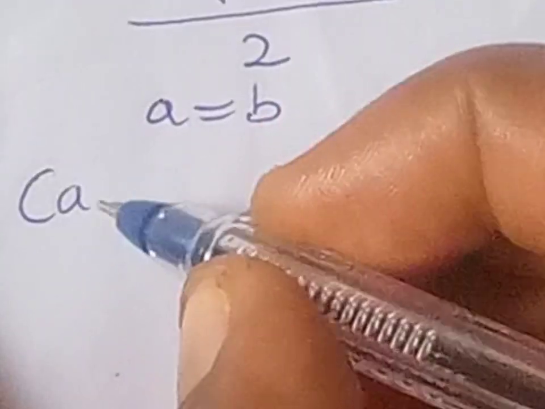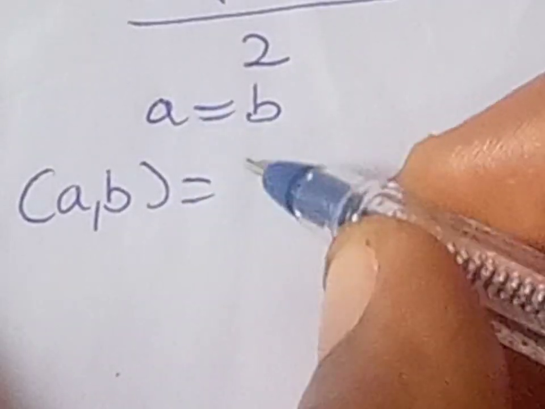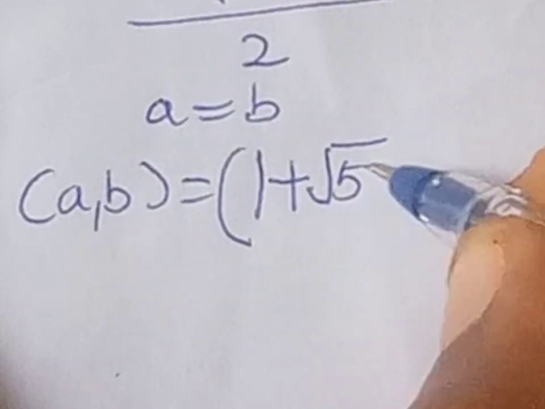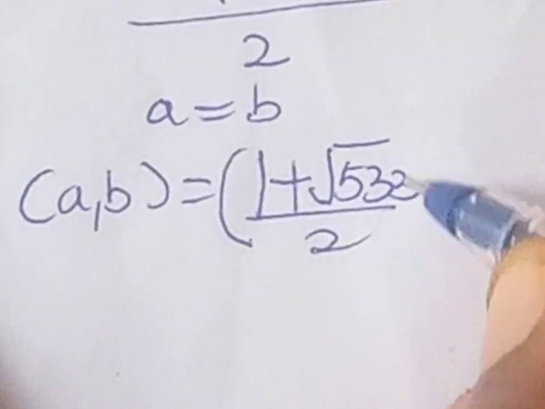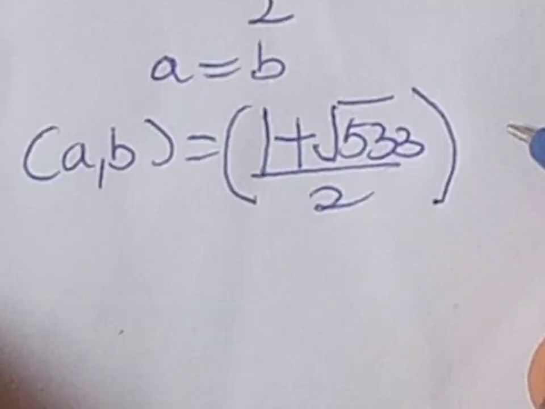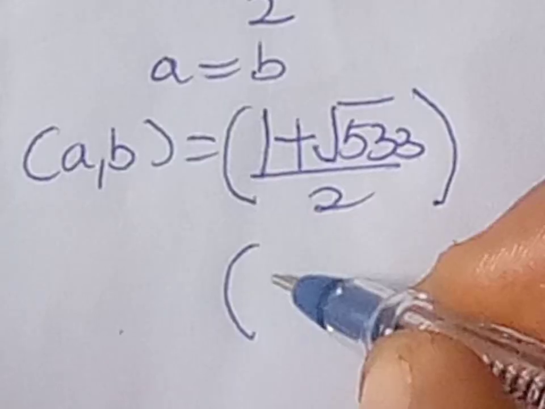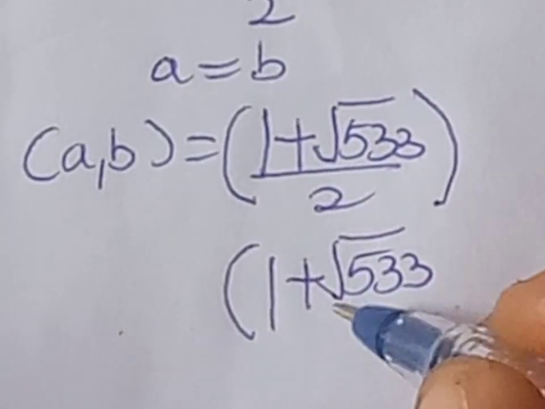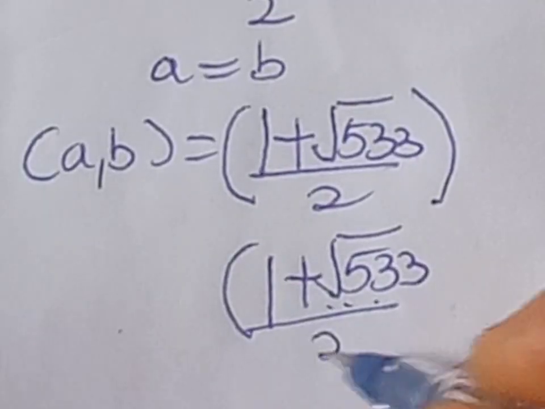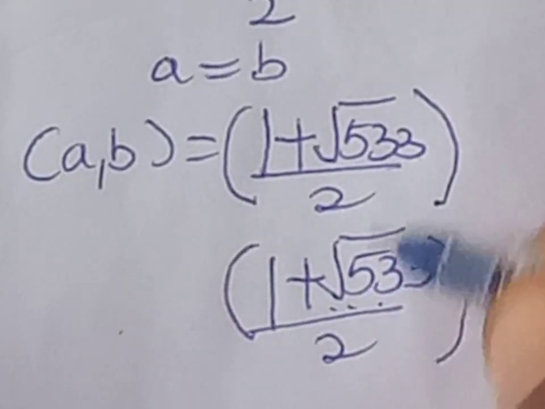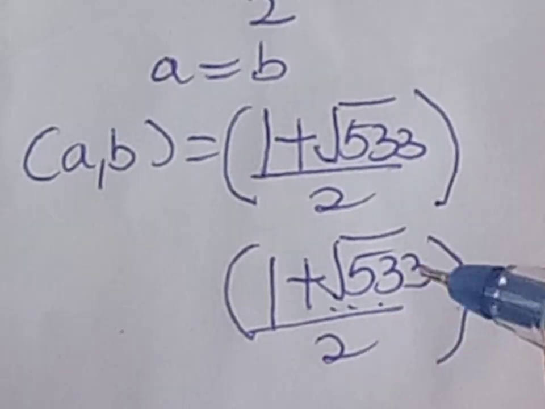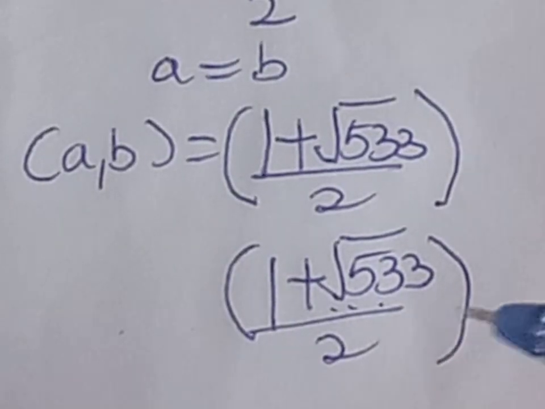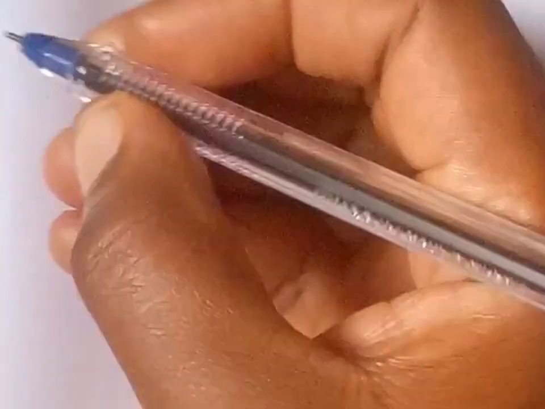Since case 1 says a equals b, this yields two pair solutions. That is, a or b will give us what? 1 plus square root of 533 divided by 2, in two ways. So we have this and also this: 1 minus square root of 533 divided by 2. We are having this in two ways because a equals b, and this is two pair solutions. Now let's move to case 2.